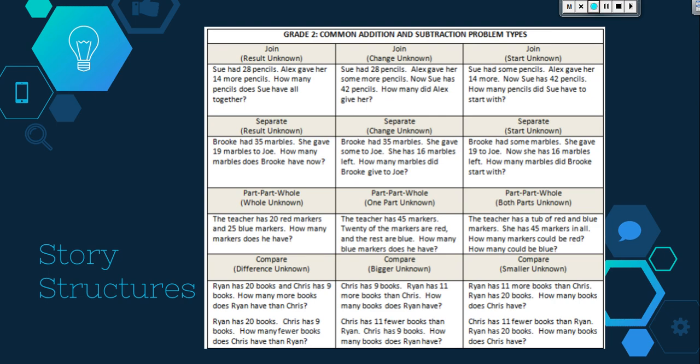The state has introduced a variety of addition and subtraction problem types or story structures. Please be sure to use all of these story structures as part of your instruction throughout the year so that students have been exposed to a wide variety of problem-solving experiences.